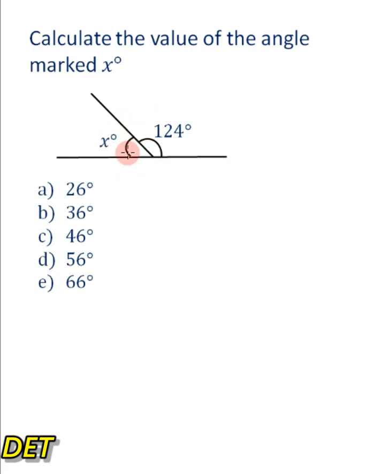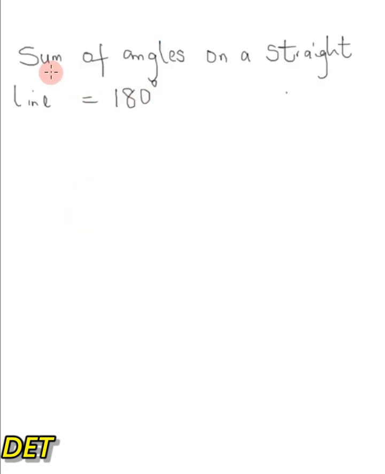So in this figure, you can see this straight line where these two angles lie. This is angle X. This is angle 124. You should know that the sum of angles on a straight line is equal to 180 degrees. Very important. Sum of angles on a straight line is equal to what?